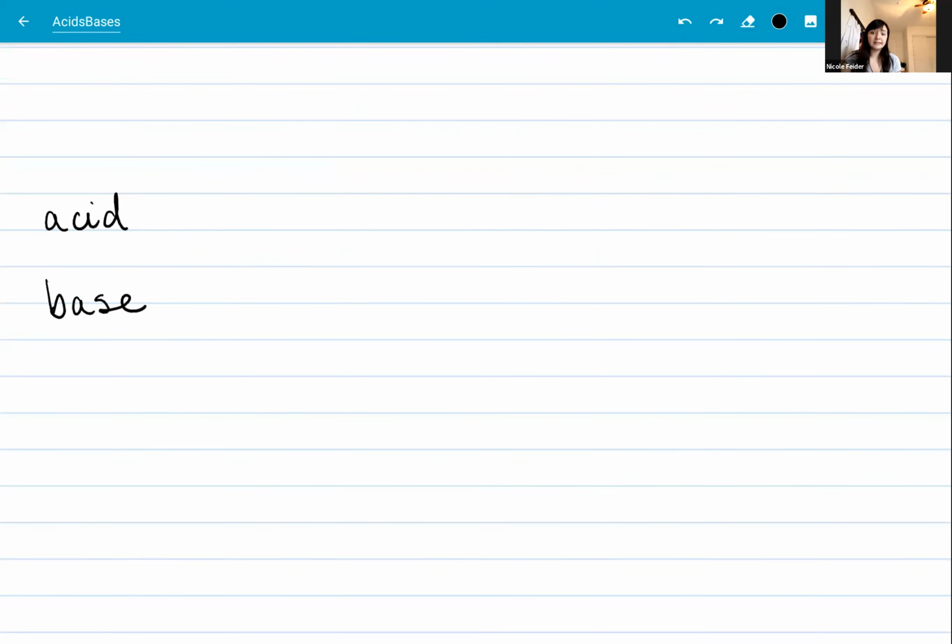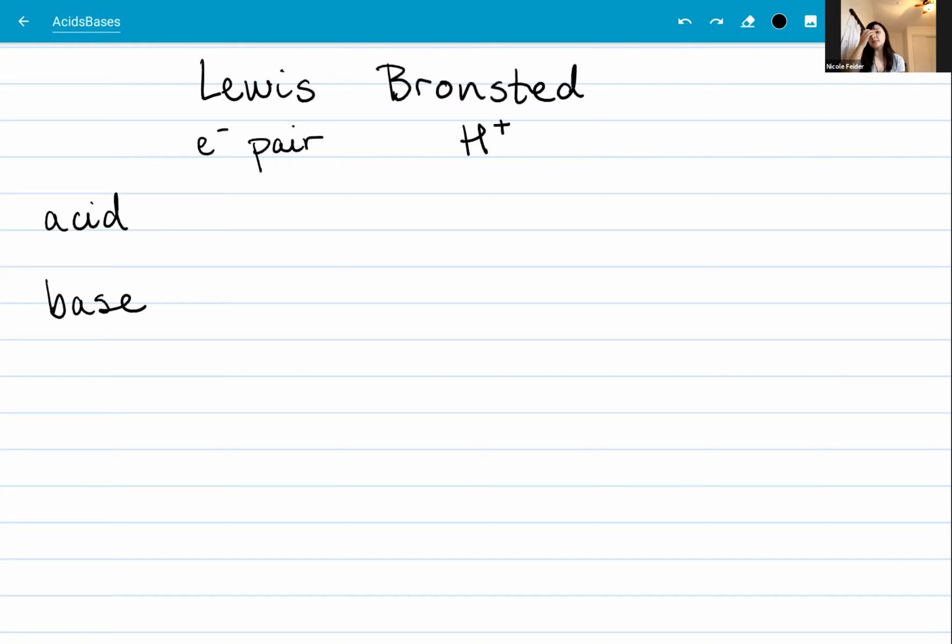In short, it's the ability to donate or accept electron pairs or protons. Reminder, protons are positively charged hydrogen atoms, or H+. When an electron pair moves, we're talking about Lewis acids and bases. And when a proton moves, we're talking about Bronsted acids and bases.